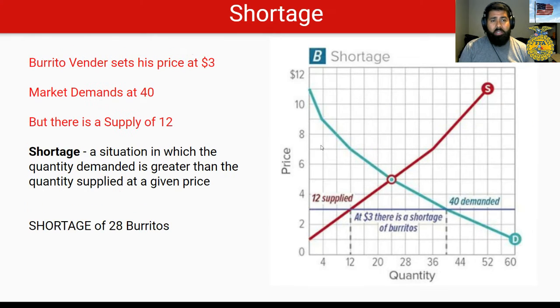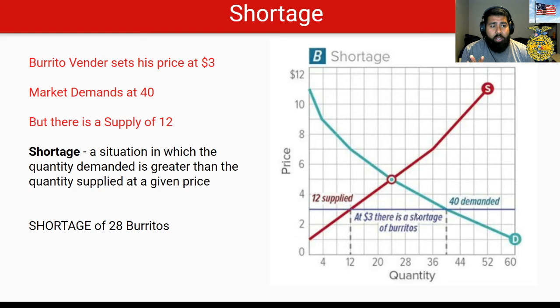Okay, so let's look at the other scenario though. Okay, so now we're looking at $3. So this burrito vendor now sets their price at $3 because they probably had too many extra, or let's say this is just a separate situation, right? So they're setting their price for the burritos at $3. Okay, at $3. So let's look at $3 over here at this graph right here. So at $3, we can see over here that the quantity supplied is 12 burritos. So at $3, those burrito makers are like, I'll supply 12 burritos.